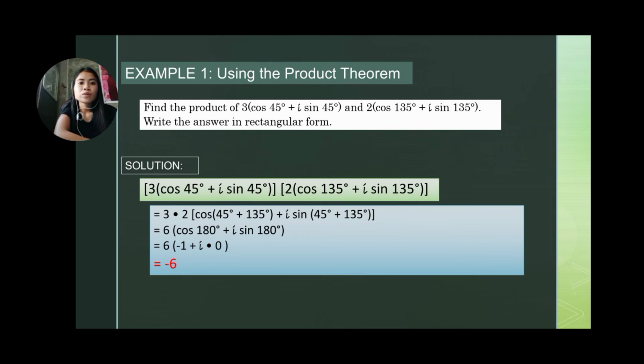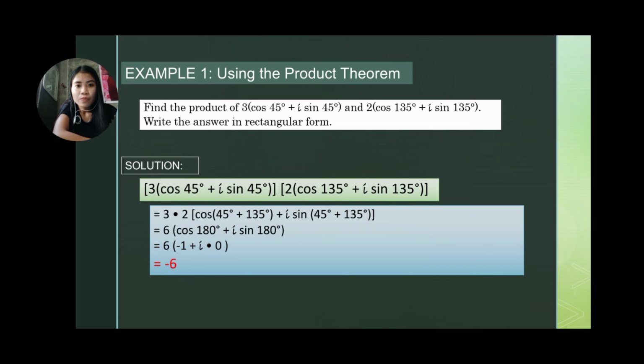So example 1, using the product theorem. Find the product of 3 times the quantity cos 45 degrees plus i sin 45 degrees and 2 times the quantity cos 135 degrees plus i sin 135 degrees. Write the answer in rectangular form.